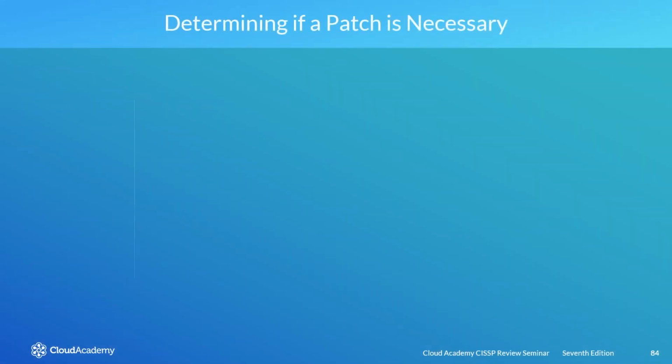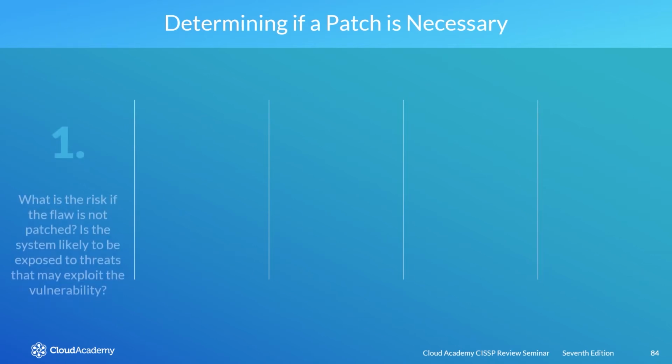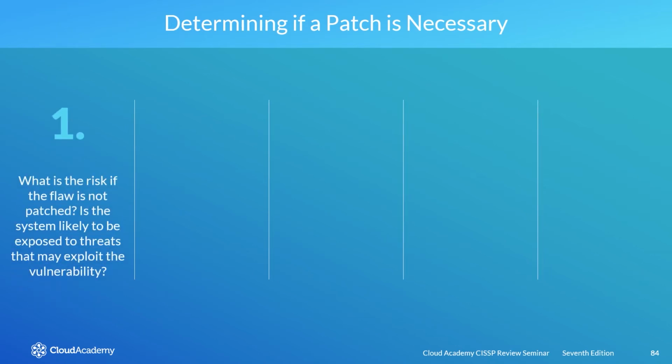So the questions we have to ask about whether or not a patch is necessary. What is the risk if the flaw is not patched? Always a question. What happens if we do? What happens if we don't? Is the system likely to be exposed to threats that might exploit the vulnerability? Will special privileges be required for the vulnerability to be exploited? Always an important question, because it means that if it is going to be exploited, an attacker seeking to do so may have to eventually escalate his privileges to the point of being a sysadmin.